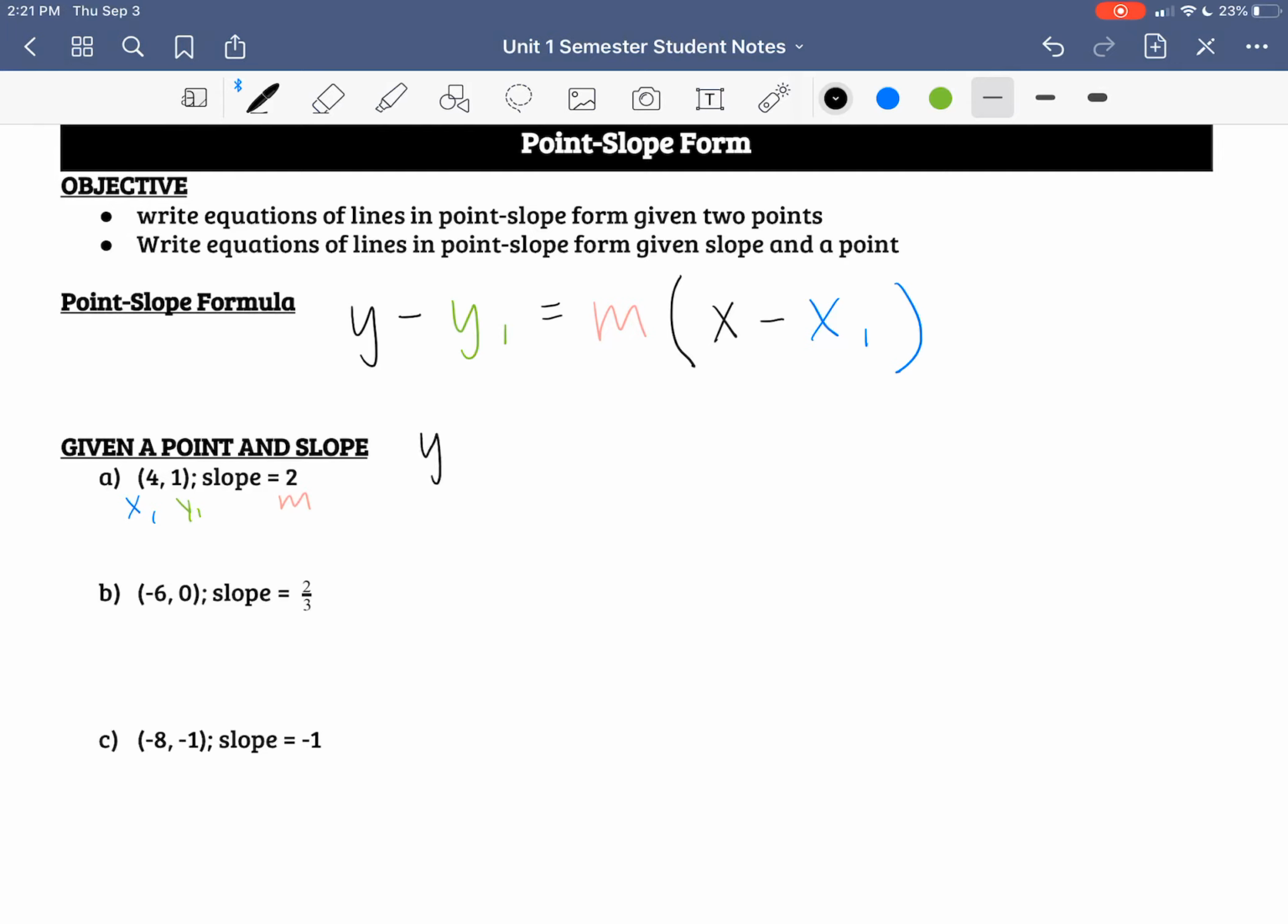So we would write this as y minus, and I'm going to put the value for y1, which we labeled the 1 was y1, equals, the slope is 2, times x minus x1, we labeled that the 4. And that's it. That right there is your equation for example A. We don't have to do any simplifying. And again, if we did simplify, it would actually end up looking like slope-intercept form by the time we were said and done. There are a few things that we can neaten up when we need to, and we'll see that in these next two examples.